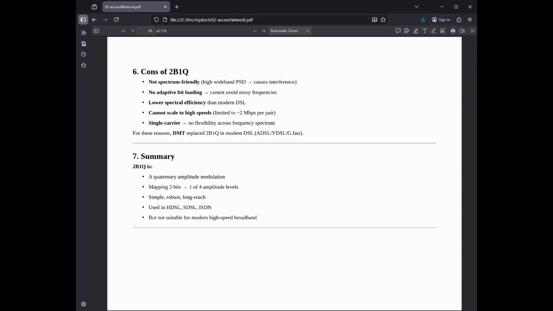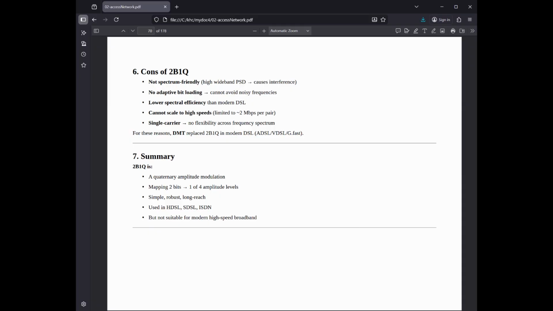DC component/baseline wander. 2B1Q is not inherently DC balanced. Certain data patterns can cause a buildup of direct current, DC, on the line. This can cause baseline wander, where the average voltage level shifts, making it even harder for the receiver to correctly identify the 4 levels. Power consumption. Generating and maintaining 4 distinct, precise voltage levels typically requires more power than simpler 2-level (binary) or 3-level (AMI) line codes.